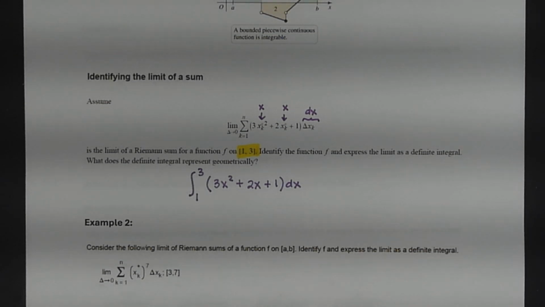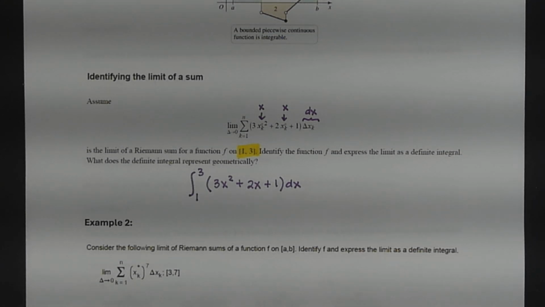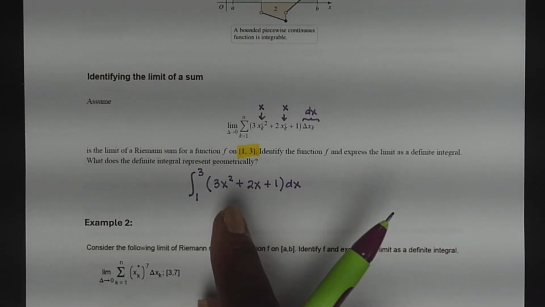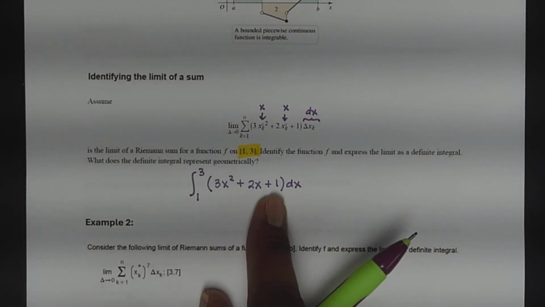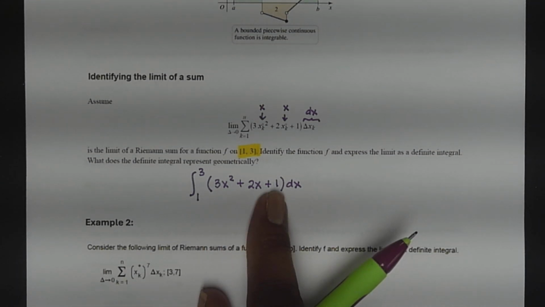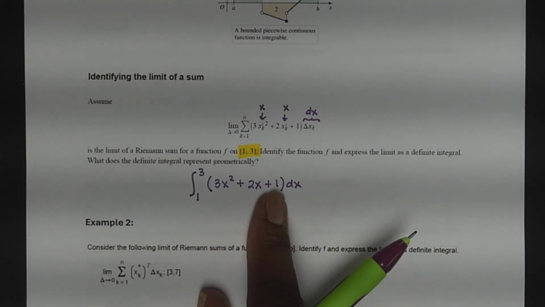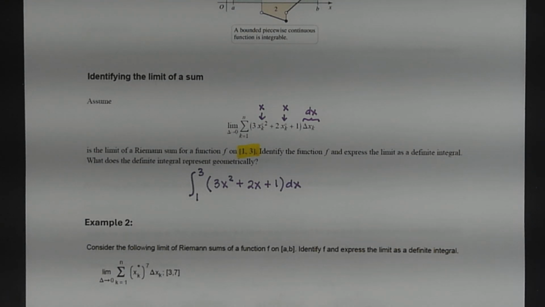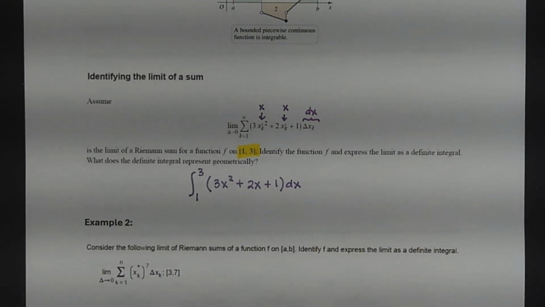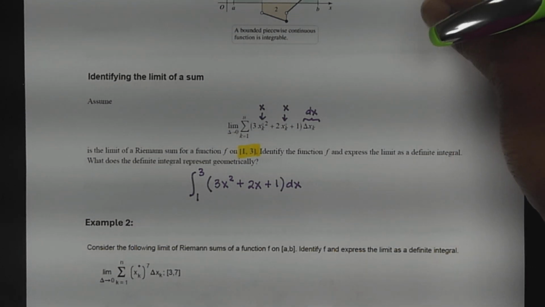Now, what does that definite integral represent geometrically? That actually represents the area of the region under this curve from 1 to 3. That's basically what that definite integral represents if you were to do this geometrically.